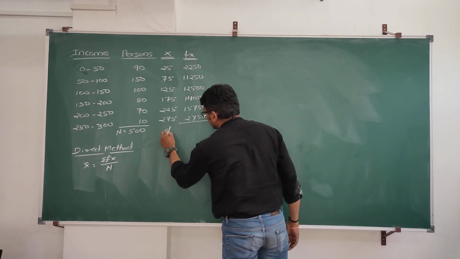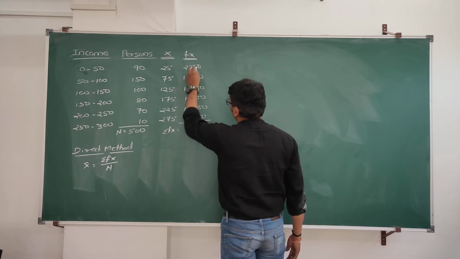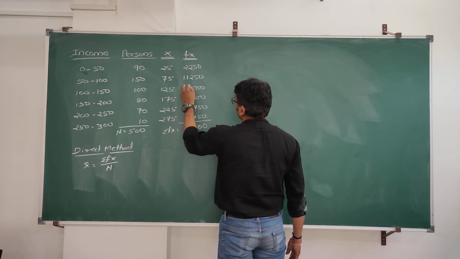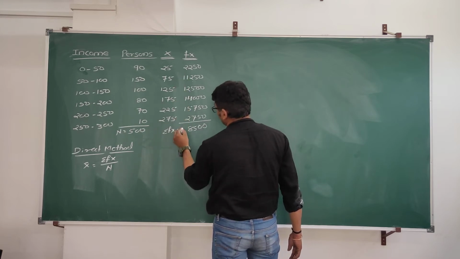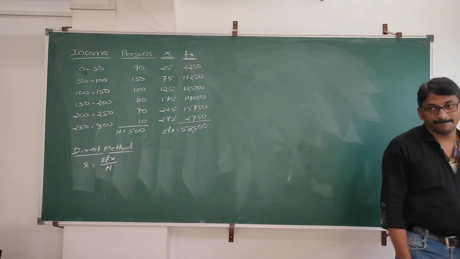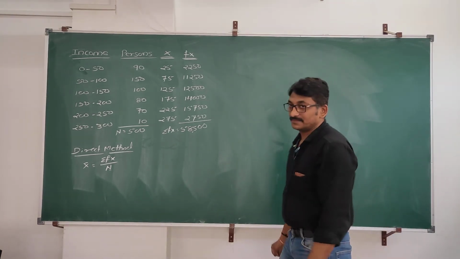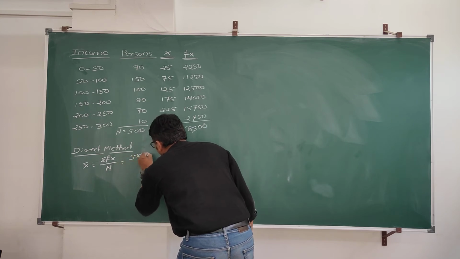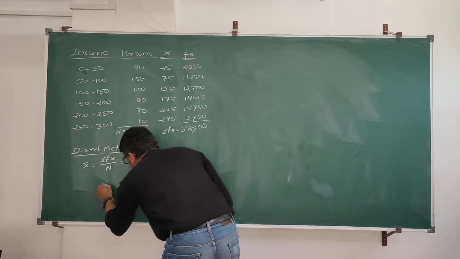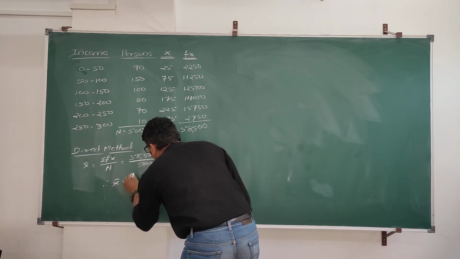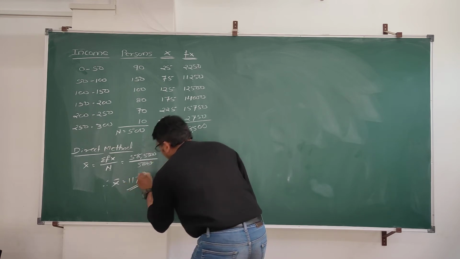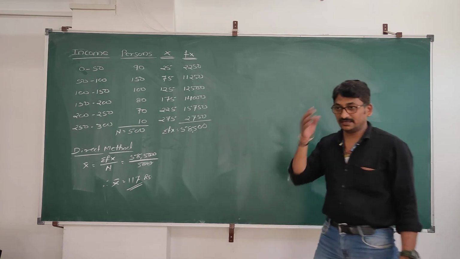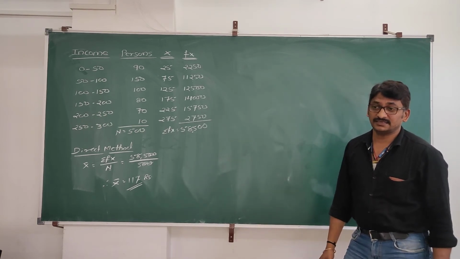Make the total. This is your summation. I think total is 58,500. Total is 58,500. Correct? Apply the formula and find out the answer. Summation fx is 58,500 divided by N value is 500. Therefore your x bar value is rupees, because your first column is income, and income is denoted in terms of rupees only. Correct? So x bar is equal to rupees 170.